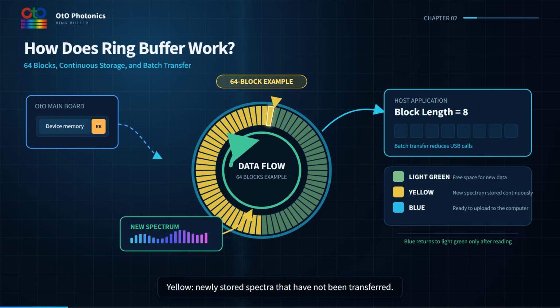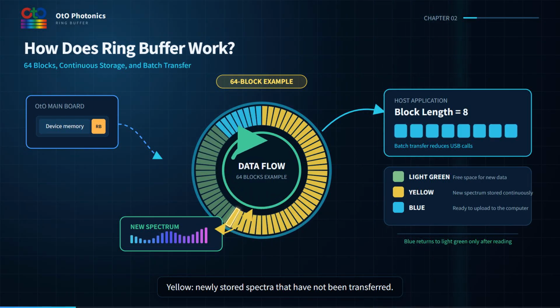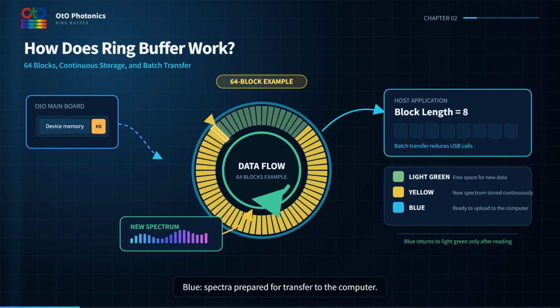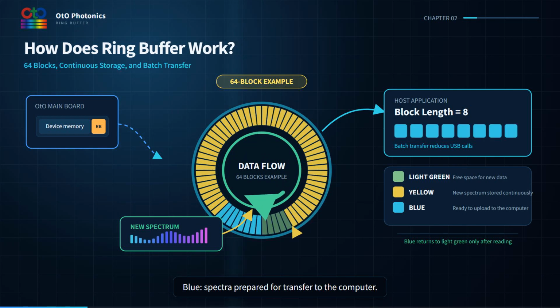When a group of spectra is prepared for batch transfer, those blocks change from yellow to blue. Blue means that the data is being prepared for transfer to the computer. Only after the blue data has been read and transferred may the corresponding blocks return to light green and become available again. After the 64th block is written, the next spectrum returns to the first block.